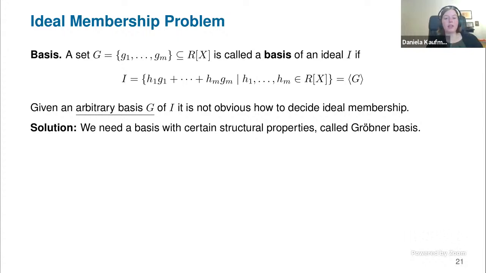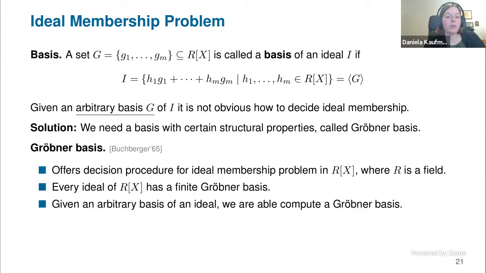So the exact definition of the Gröbner basis is not important to us, but what is important is that it offers a decision procedure for the ideal membership problem in a polynomial ring over a field. And that's why it was so important for us that we chose the rationals and not the integers in the beginning, because now we can use the theory of Gröbner bases to answer the ideal membership problem. Then it holds that every ideal has a finite Gröbner basis, and when we have given an arbitrary basis of an ideal, then we are able to compute the Gröbner basis.